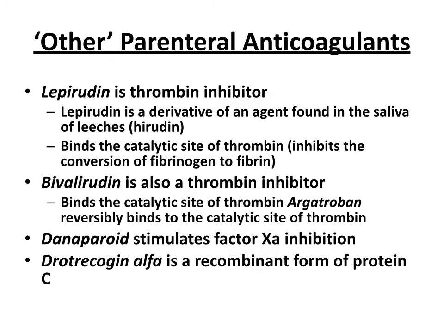And then there's another one, and somehow I think I messed up my formatting. Argatroban is another drug that's a thrombin inhibitor. And then danaparoid is another parenteral anticoagulant that you may see, probably not, but you may. That stimulates the inhibition of factor Xa. And factor Xa stimulates the conversion of what?